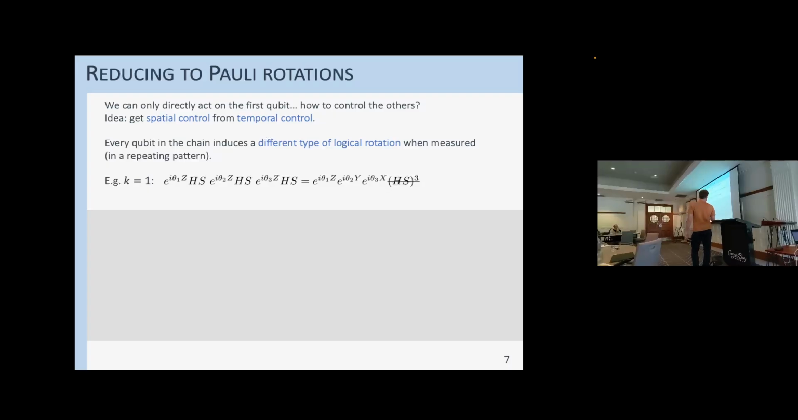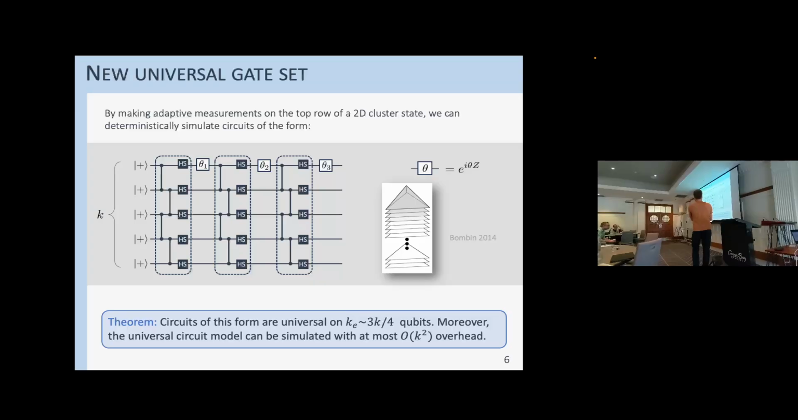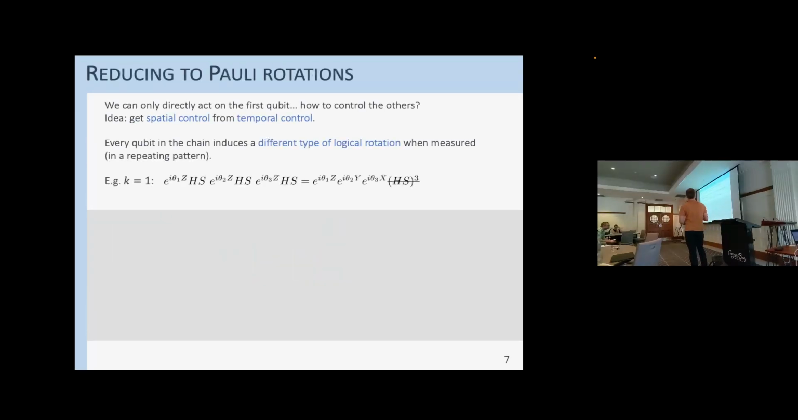The way we do it is you can get spatial control from temporal control. So this language is for the measurement-based quantum computation paradigm. Depending on where I insert these angles theta, they do something different logically to my information. For example, for k equals 1, my big Clifford box is just a Hadamard times a phase gate. And so the kinds of circuits I can do look like Z rotation, HS, Z rotation, HS, Z rotation, HS, and so on.